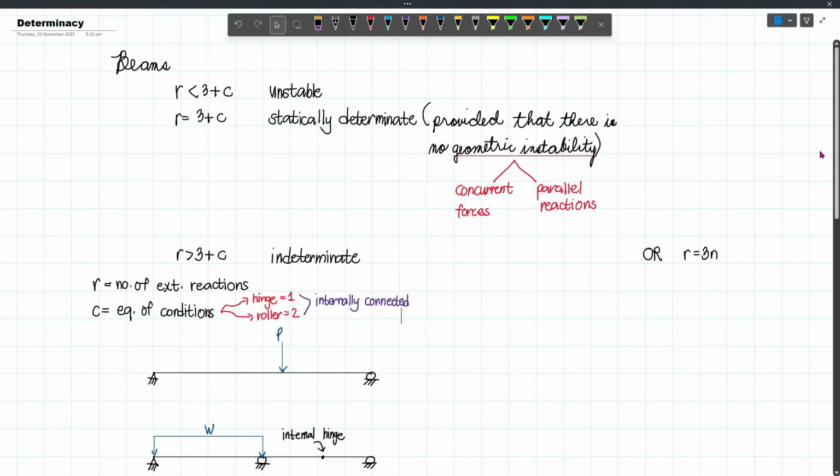Now in our video today, let's focus on determinacy. First, let's discuss beams and how to apply the formula R equals 3 plus C. This is our first formula, the basic one.